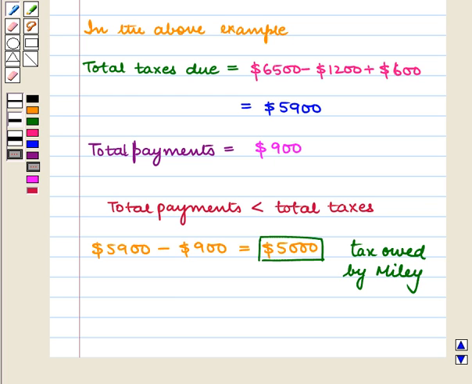So in this session, we have learned how to determine tax refund or tax owed.